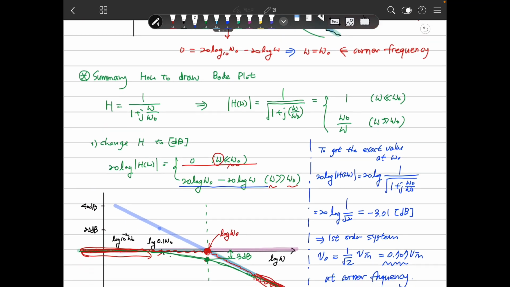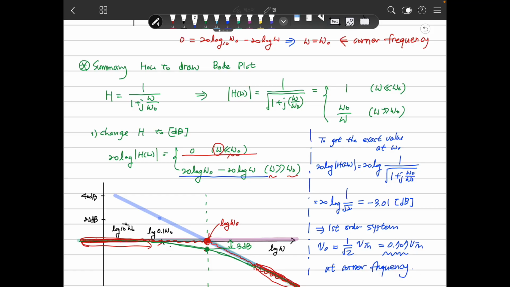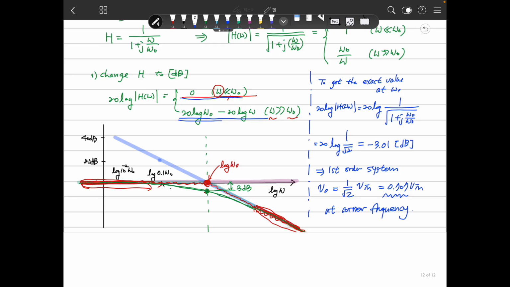So this is the way, when you draw the Bode plot of the magnitude, you separate it around the corner frequency. When the frequency is smaller than the corner frequency and when it is higher than the corner frequency, you make different asymptotic lines from the magnitude equations. Then draw each line and combine them, but the dominant line is this line. So this is how to draw the Bode plot, especially the magnitude.